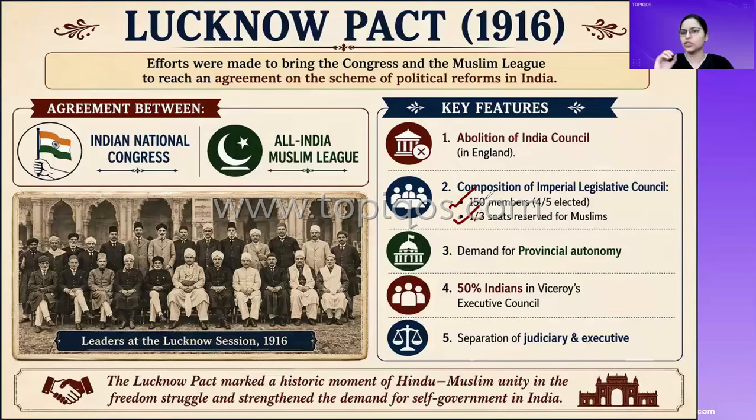Okay, so official election should happen, and through the means of right to vote and participation in the elections, we should form the Imperial Legislative Council. Okay, the remaining ones. Okay, so 4/5 will be elected, so 1/5 will be nominated by the Britishers. Fine, so that was there.